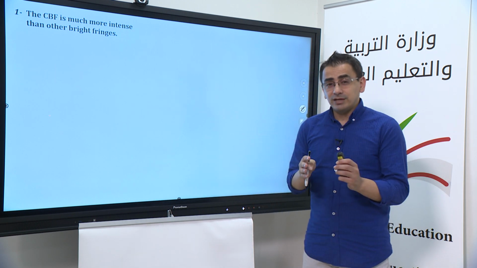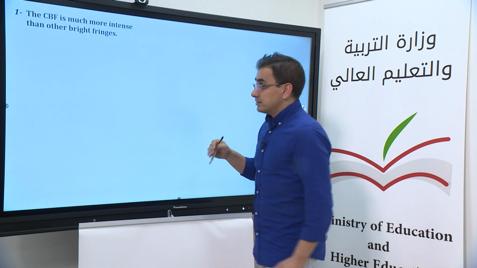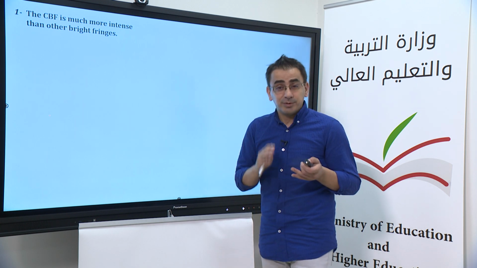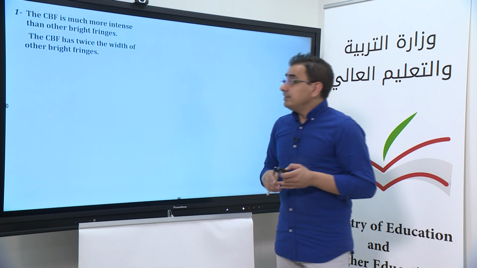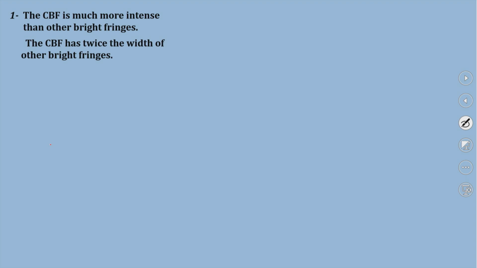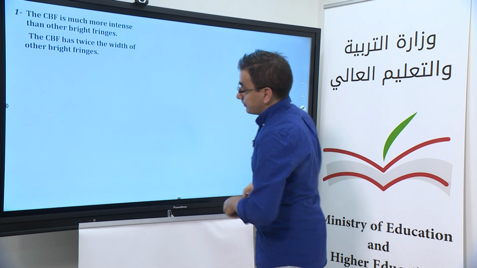We know that the central bright fringe is much more intense. So yes, it is much brighter than others. And it has twice the width of other fringes. The width of the central bright fringe is double the width of any other bright fringe.